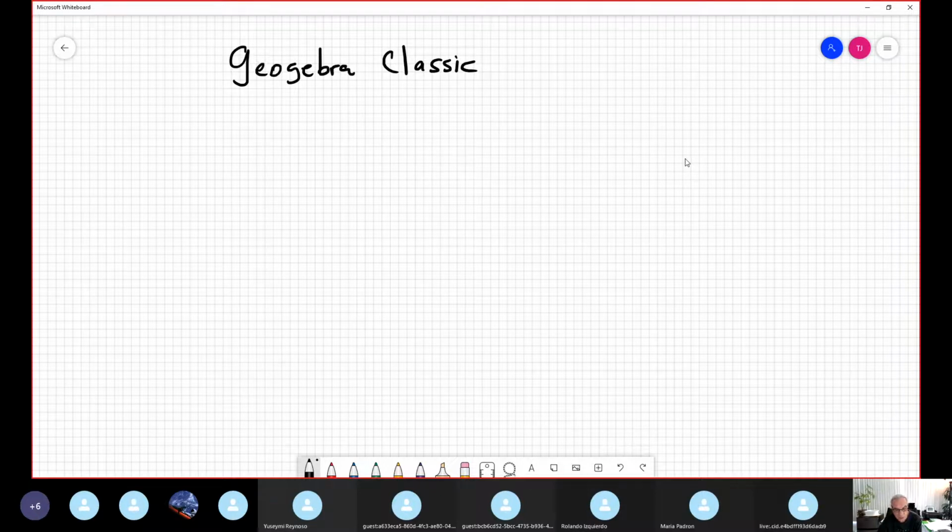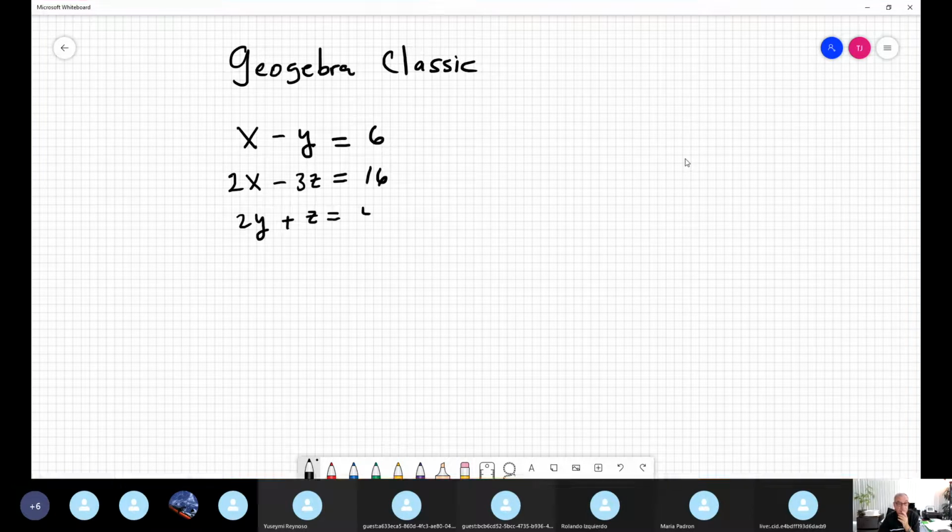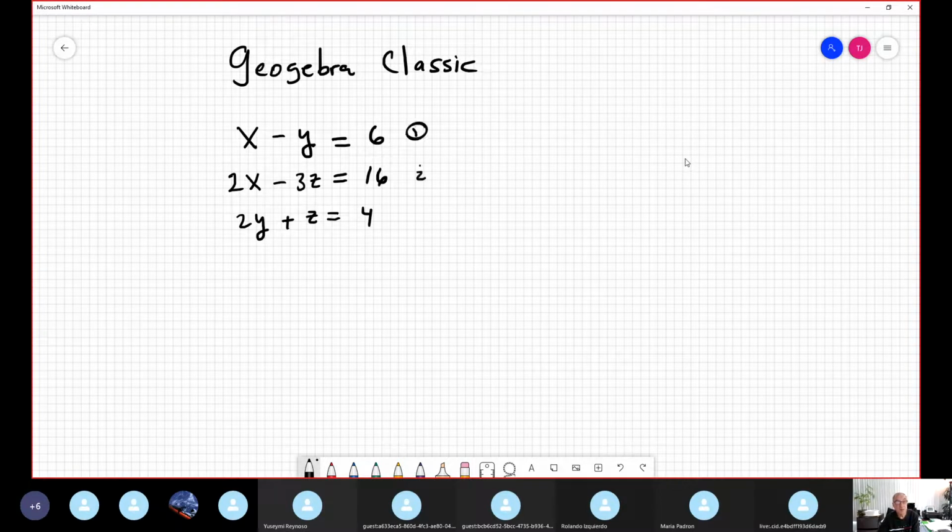Don't worry about this. So, for example, one example that we are doing is this example. You have, for example, x minus y equal 6, and 2x minus 3z equal 16, and 2y plus z equal 4. Equation 1, equation 2, equation 3.